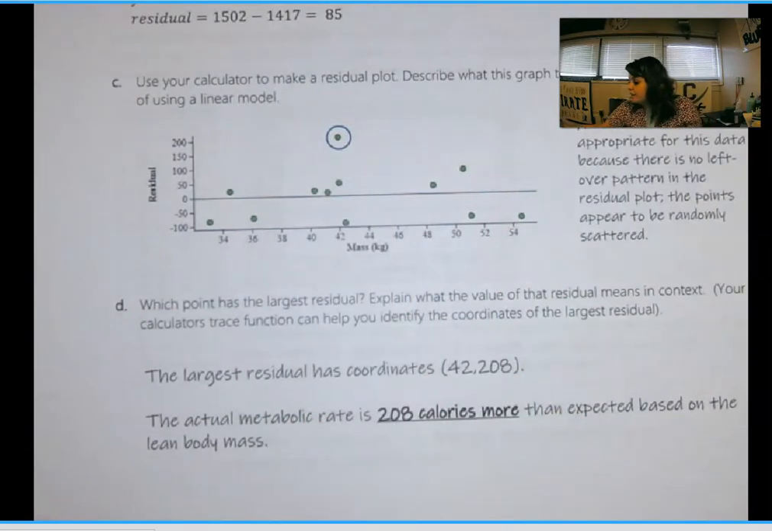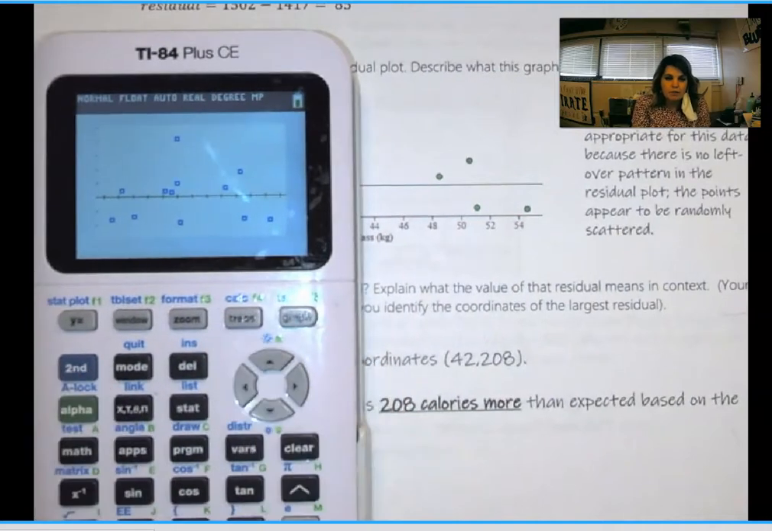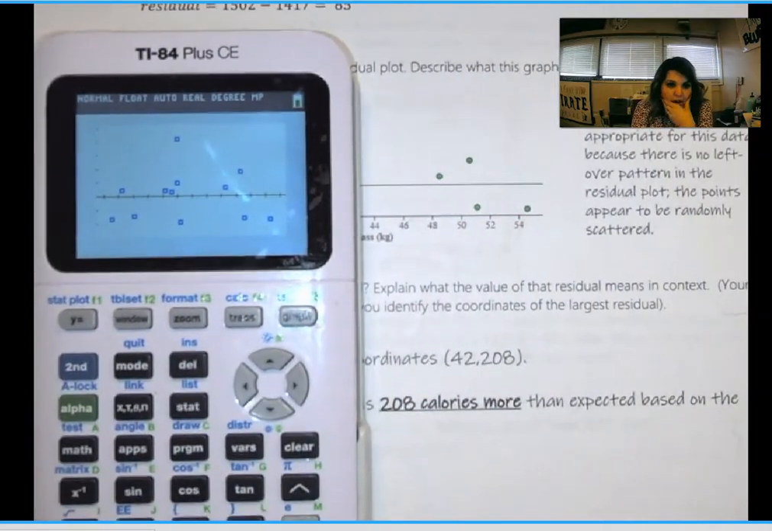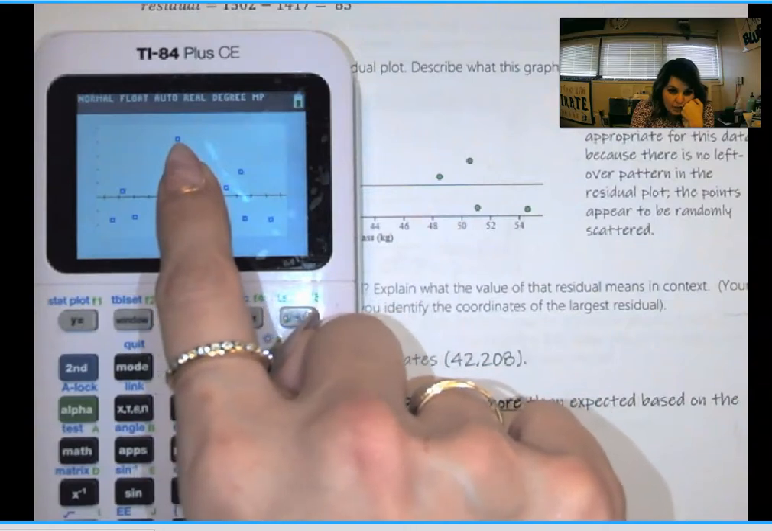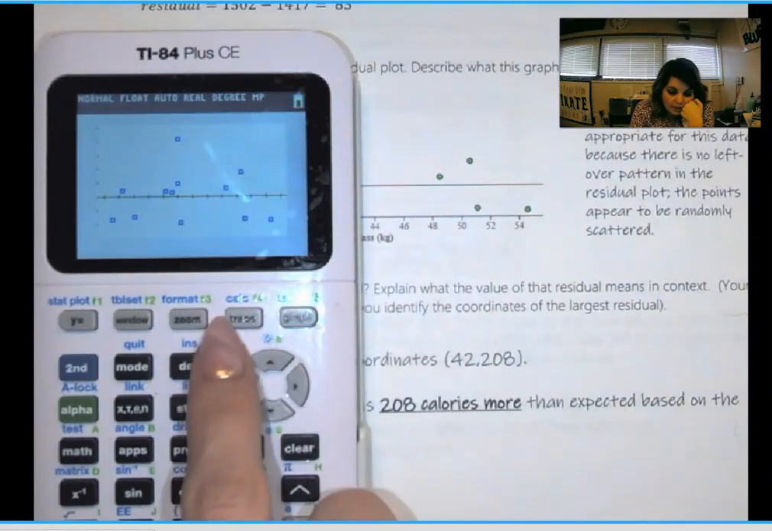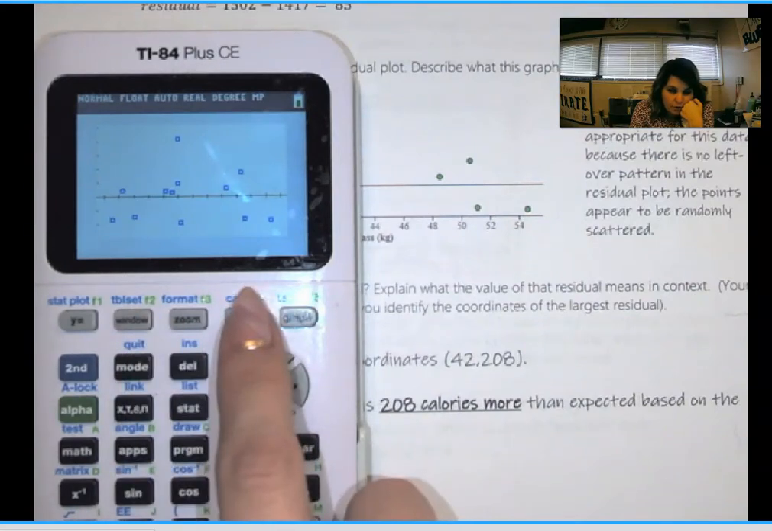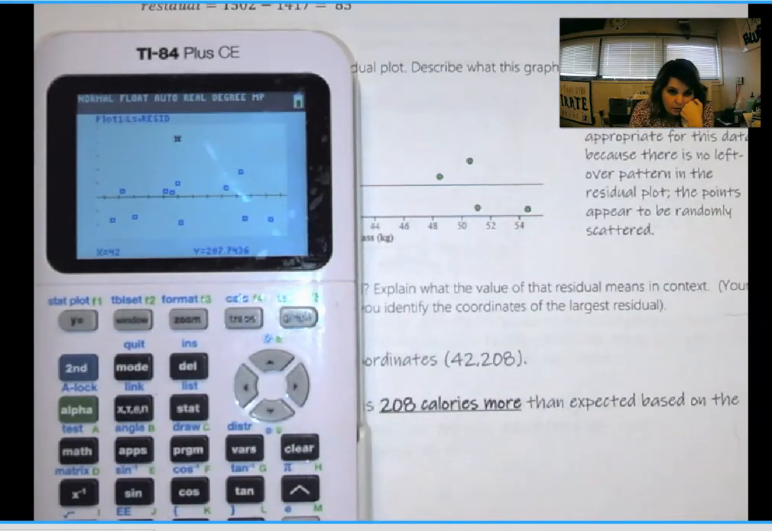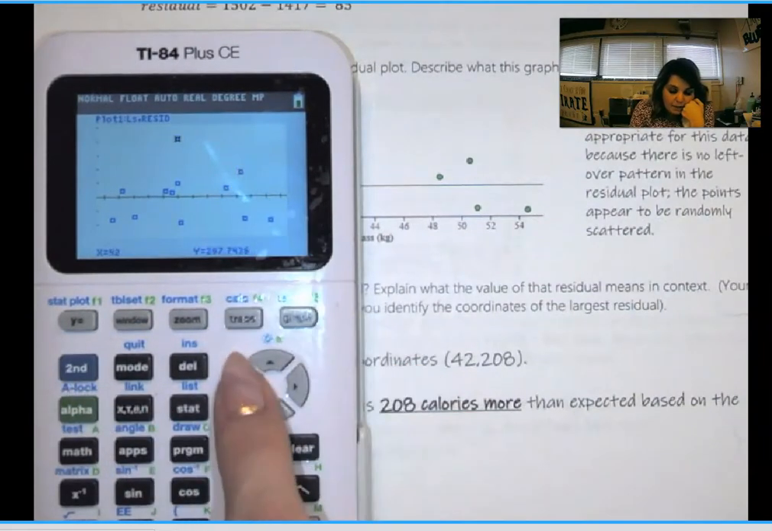So to find this using your calculator, this is why I decided to make videos for this one. If I go into my graph, here's my residual plot. And if I want to know what the coordinates of this point are, all I need to do is hit this trace button. Trace is your fourth top button, fourth over top. And your flashing X might end up somewhere else, so just hit your arrows left or right.